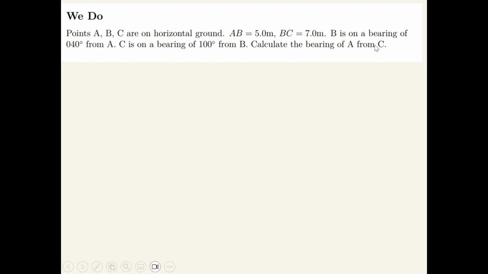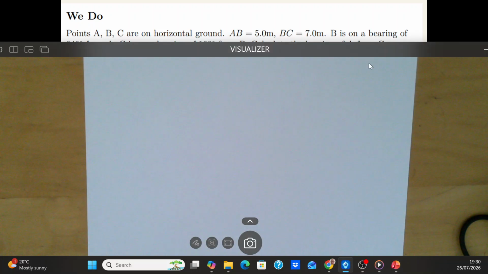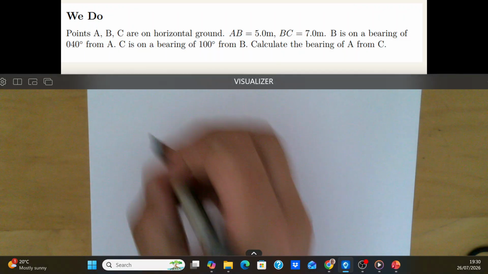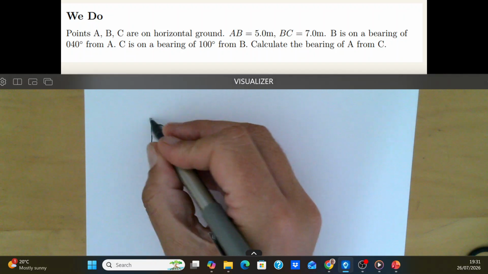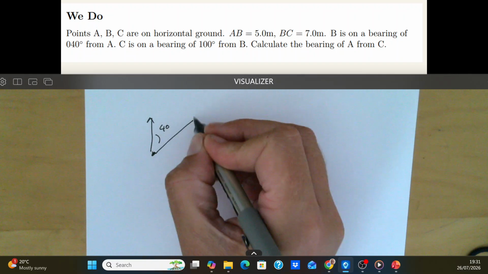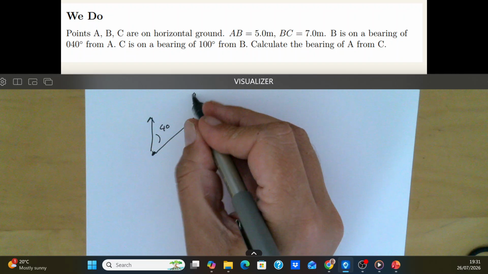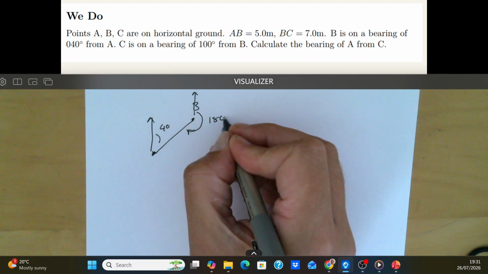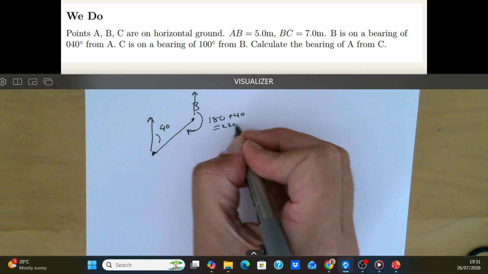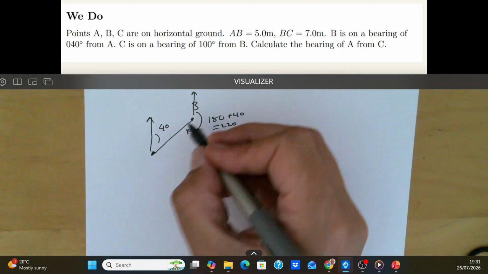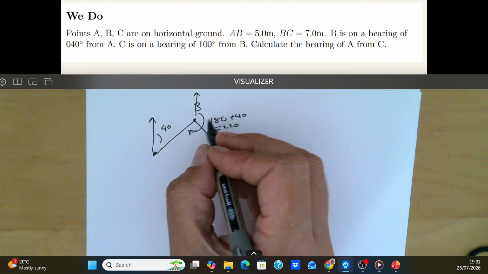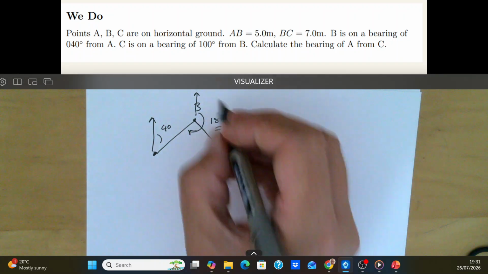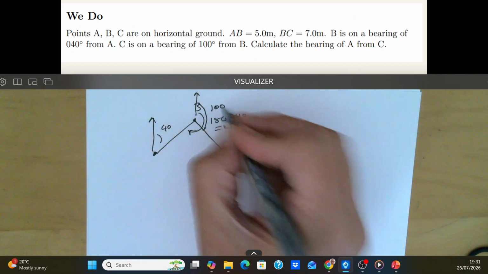So, there we have it. What was the first thing I did? Yes, I did a sketch. So let's just do our sketch. So I have A. B is on a bearing of 40 degrees. So I'm just going to do that line, 40 degrees. B, there. Immediately I can work that out as being 180 plus 40, which is 220. Right, going down this way, and it also tells us that this angle here is 100.